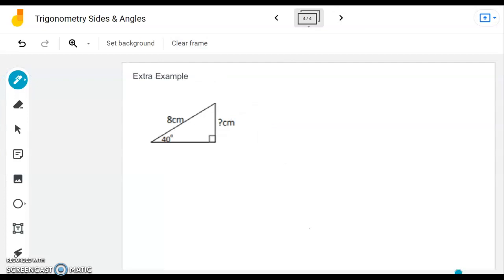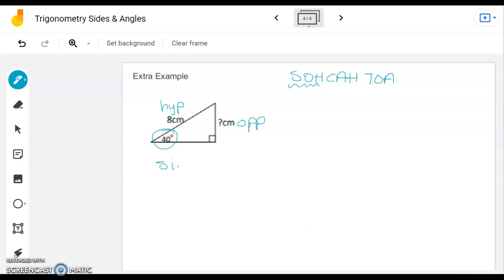So this extra example, let's see, I'm given 40 degrees, so that's my theta. So if I put my hand on theta, I would be touching these two sides. So that's my hypotenuse and adjacent side. And the 8 is going to be the hypotenuse. So I'm going to label that hypotenuse, which makes my question mark my opposite side. And for SOHCAHTOA, let's see, I have opposite and hypotenuse. That's going to make it my sine.